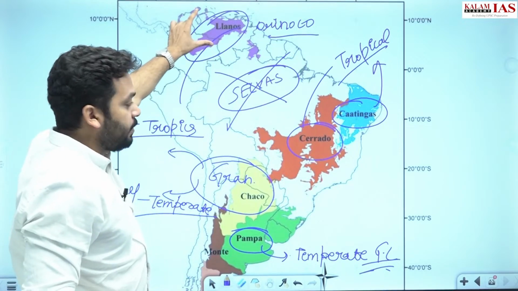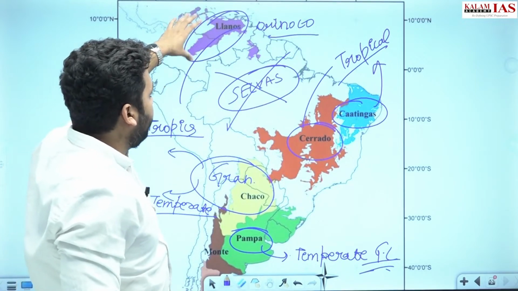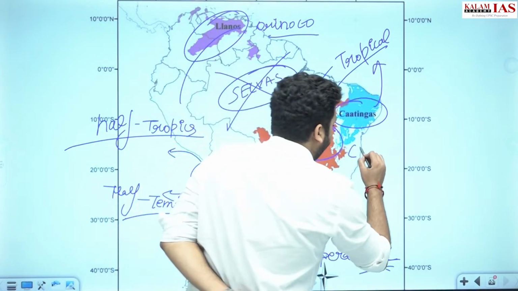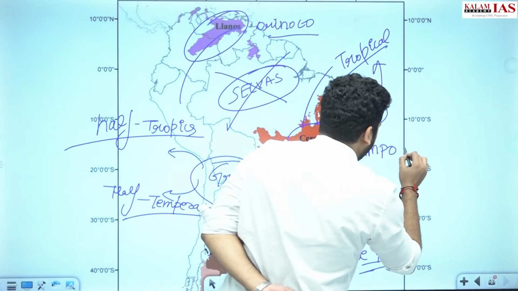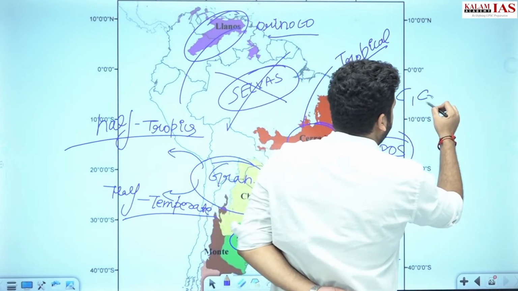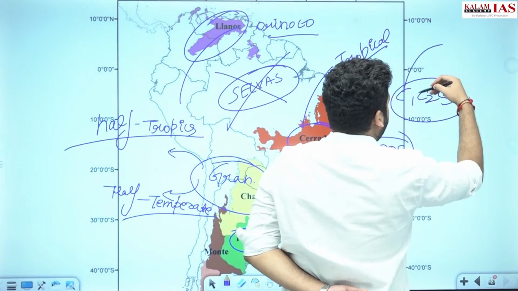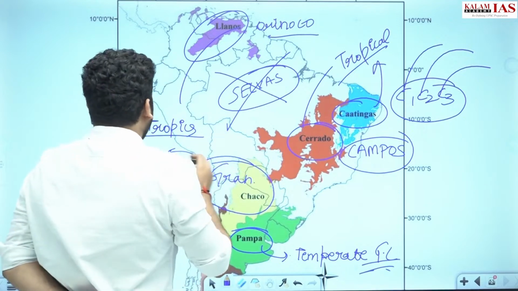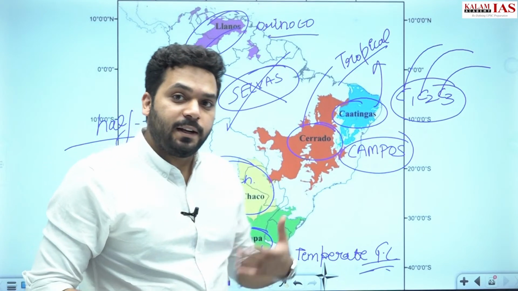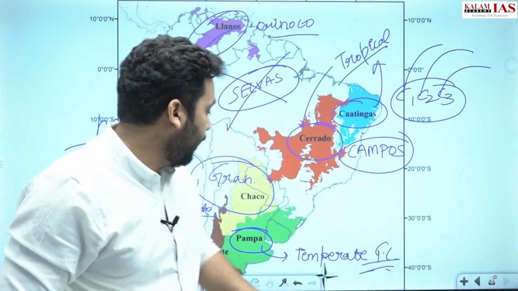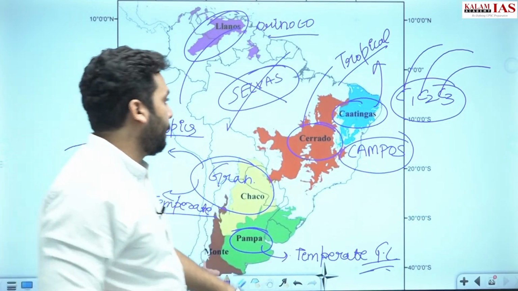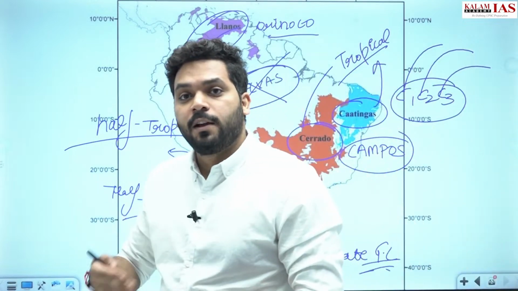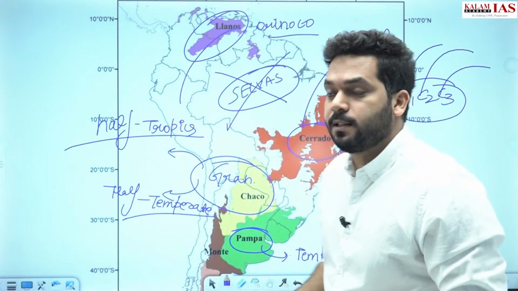Okay, we have Llanos, the region of Venezuela, Orinoco River. Then we have Cerrados and Caatingas and Campos also. So we have C1, C2, C3: Campos, Caatingas, Cerrados in Brazil. These are tropical grasslands. We have Gran Chaco, which are semi-temperate and semi-tropical grasslands. Then we have the Pampas of Argentina, which are temperate grasslands. We discussed the velds of South Africa, which are temperate grasslands.